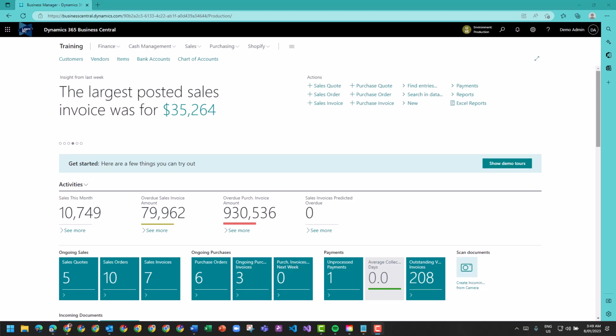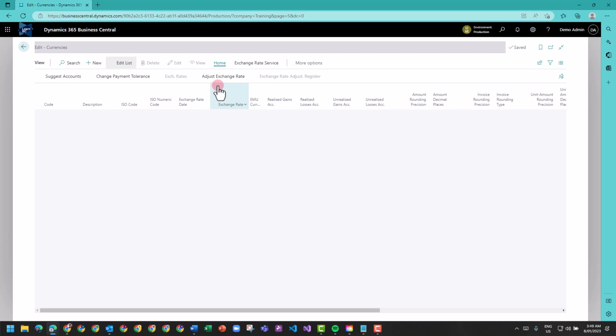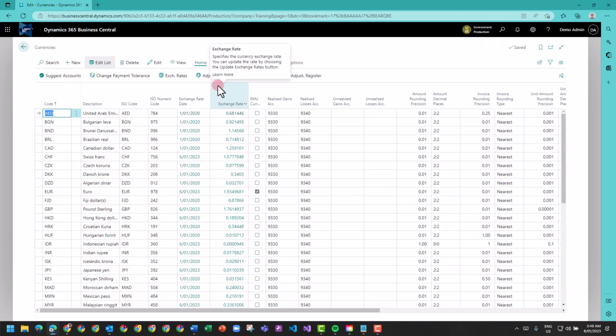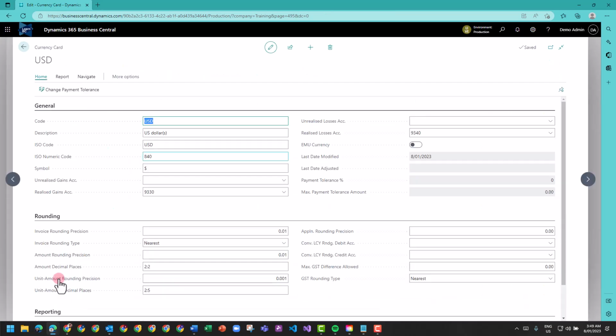In Business Central, we have currencies. Let's go take a look at a currency card. Searching currencies. I'm going to pick USD, clicking the hamburger, pressing edit. The fields of a card are important to make sure that the currency works appropriately for your system.